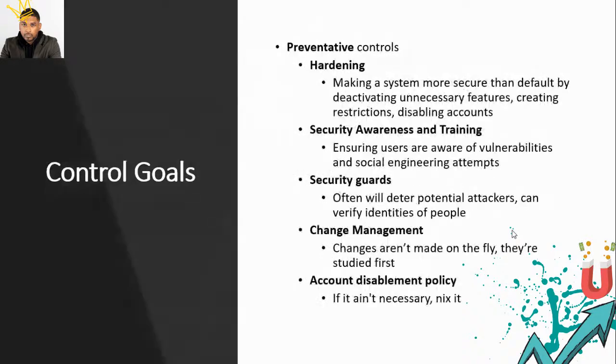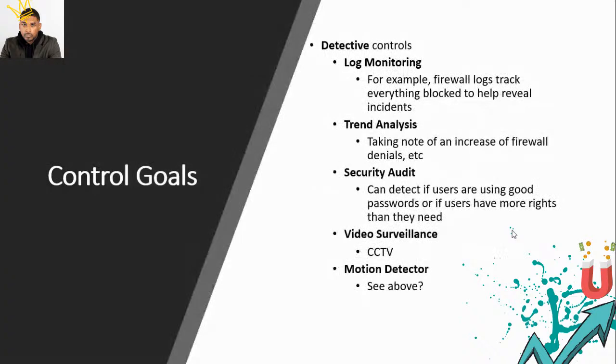Detective controls. So here we have preventative controls, and now this is detective controls. Log monitoring, for example, firewall logs track everything blocked to help reveal incidents. Trend analysis, taking note of an increase of firewall denials, or you can use a SIEM tool, which will allow you to, some of them now have machine learning or artificial intelligence where they can analyze trends over time.